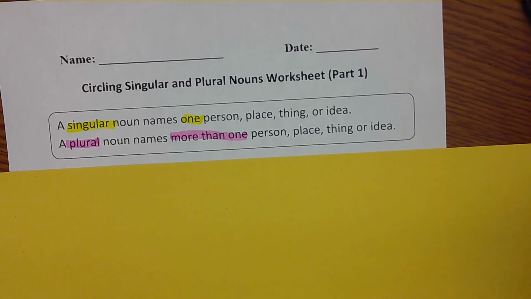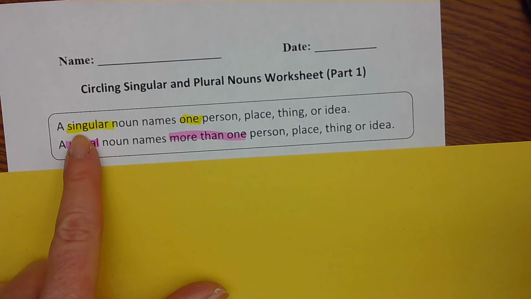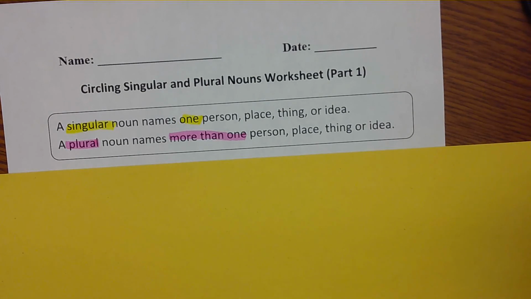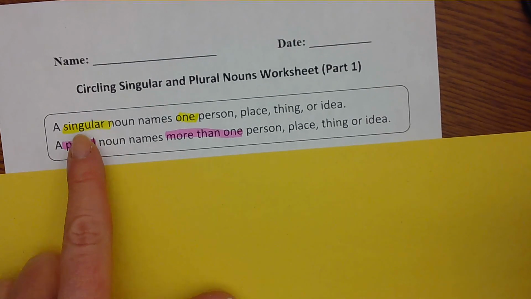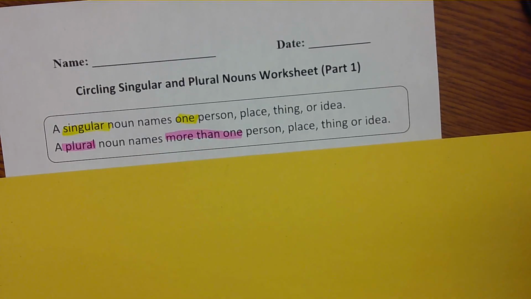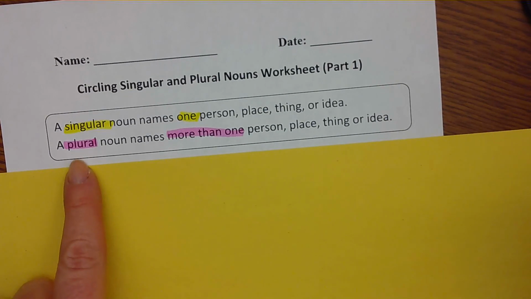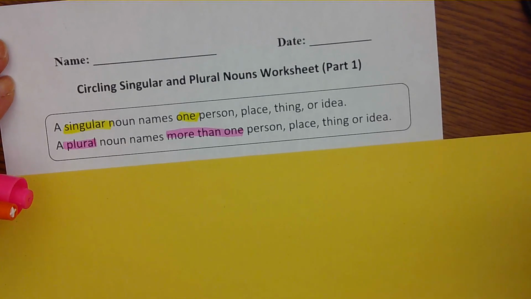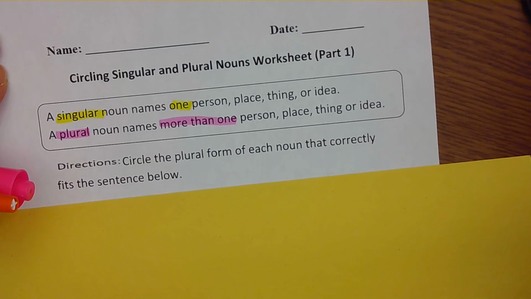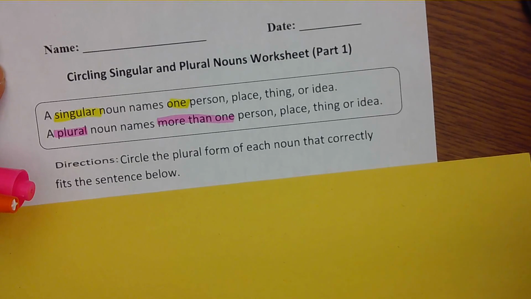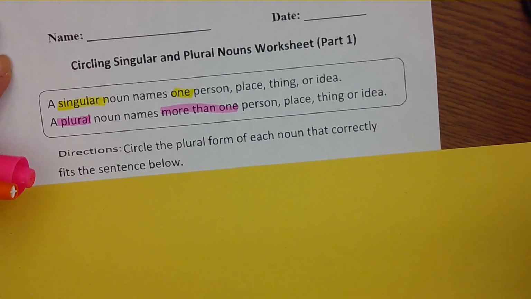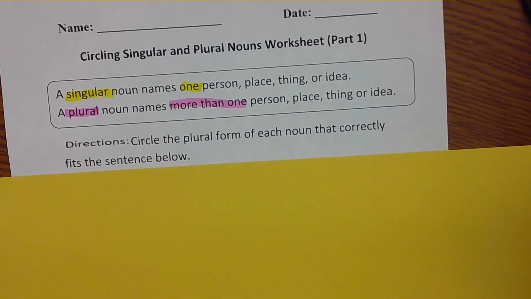All right, so here I have a reminder that remember, a noun is a person, place, thing, or product, and a singular noun is one of those things, one person, place, thing, or idea, or a product, and a plural noun names more than one. So those are important words that we need to be familiar with: singular and plural. And it's especially important when we're reading, because if we read the wrong type of noun in there, it could change the meaning or our understanding of that sentence or part of the story.